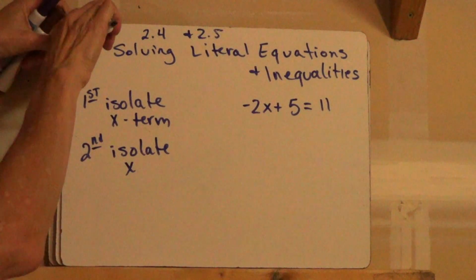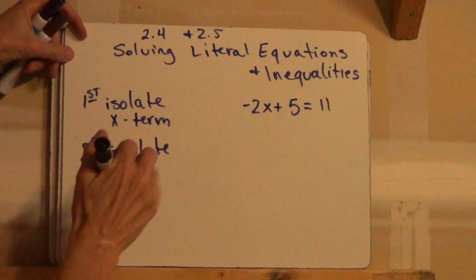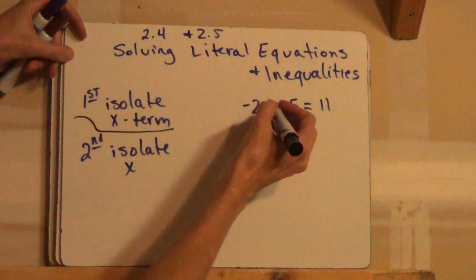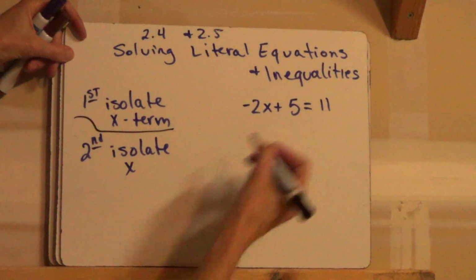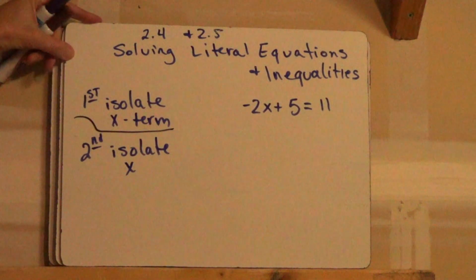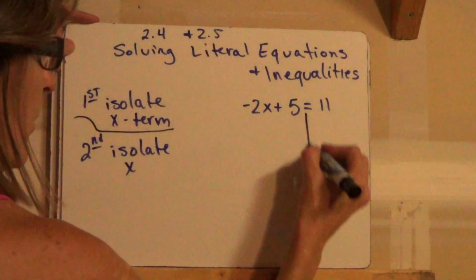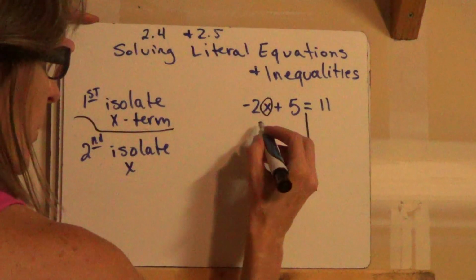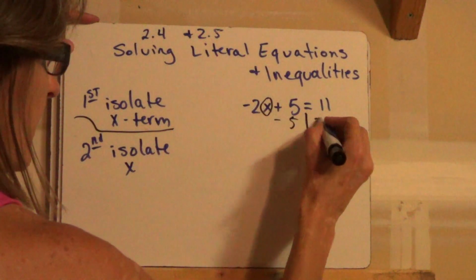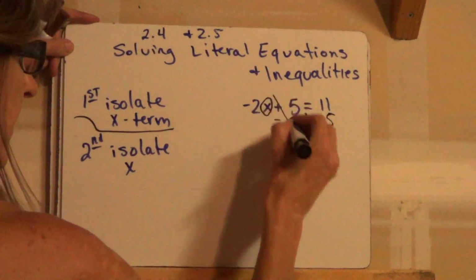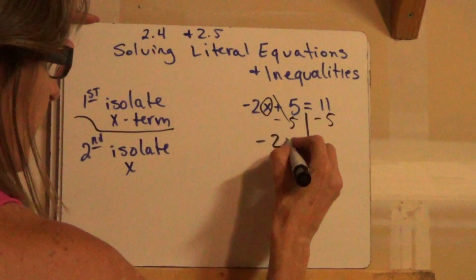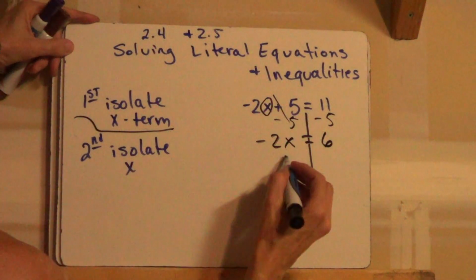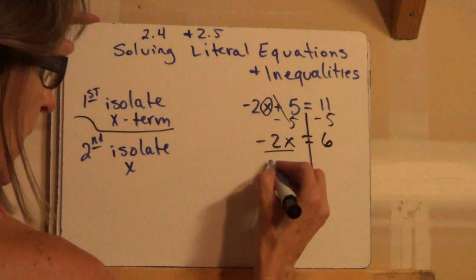First thing that we always do is we isolate the x term. If you were to draw your line, circle your creepy dude, that's your first step, is addition or subtraction property of equality. So I just do it the same way. So we go minus 5, we get negative 2x equals 6. Now we isolate the x by dividing by negative 2.